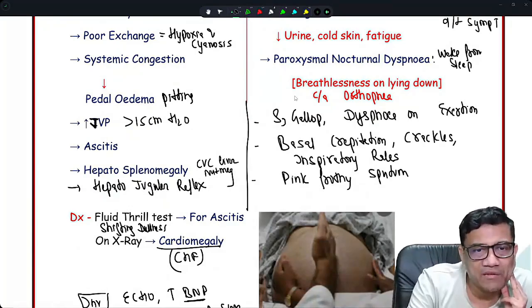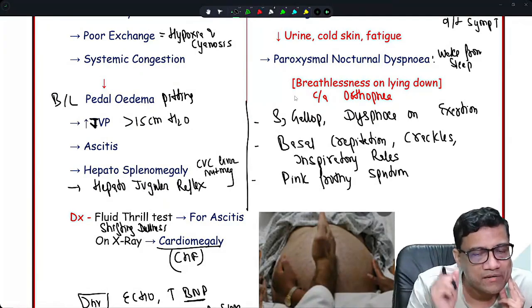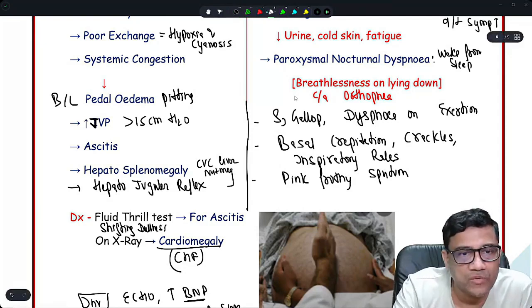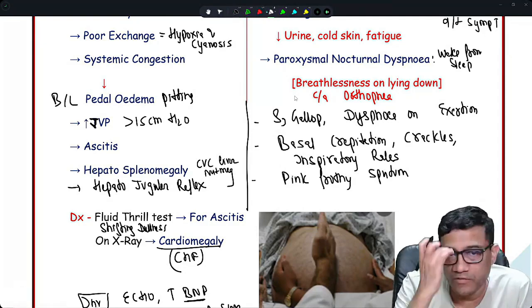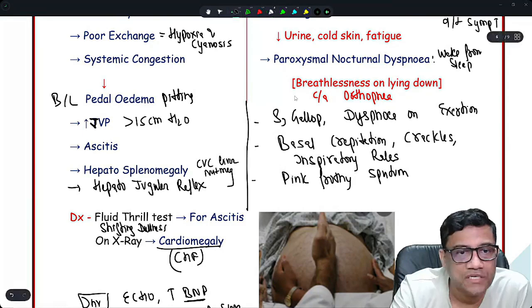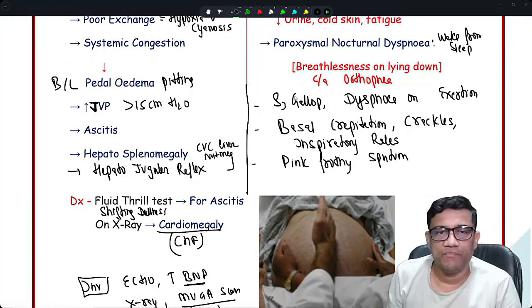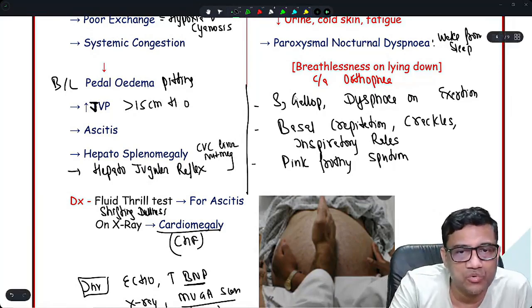So it's bilateral pitting edema in the feet. The JVP tends to increase. What increases? JVP will increase. Also, what increases? The pressure increases, the H2O.